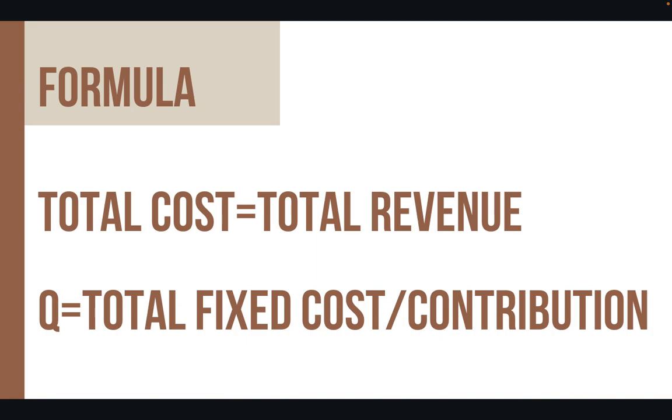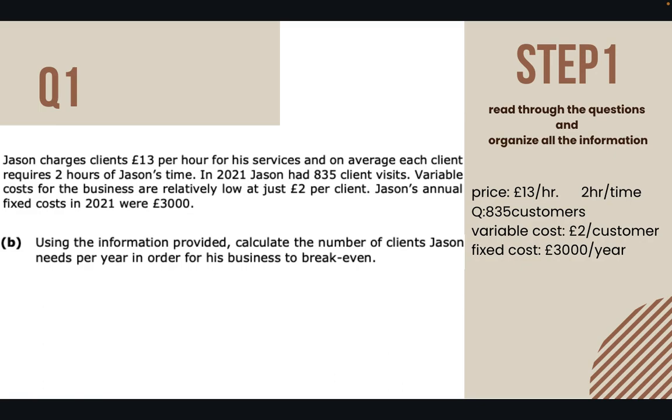After understanding some important words, let's introduce the formula. There are two ways to find the break-even point. One is to directly find the point where total revenue is equal to the total cost. The other is to calculate the quantity of output using the total fixed cost divided by contribution. We have chosen two questions to teach you how to calculate the break-even point and also the margin of safety. These questions are all from our real exam.